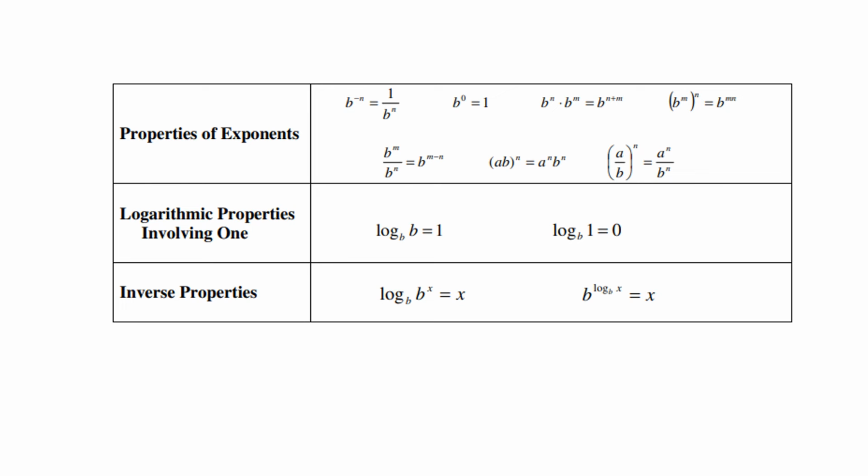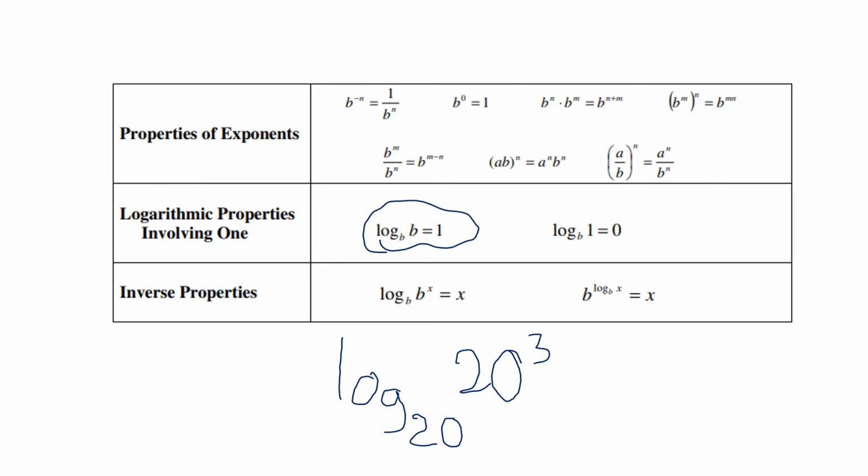So let's do something like this. Log base 20 of 20 to the power of 3. I'm using this right here. Guess what? All cancel out. Bam. And again, we could explain that. We could go far with that.